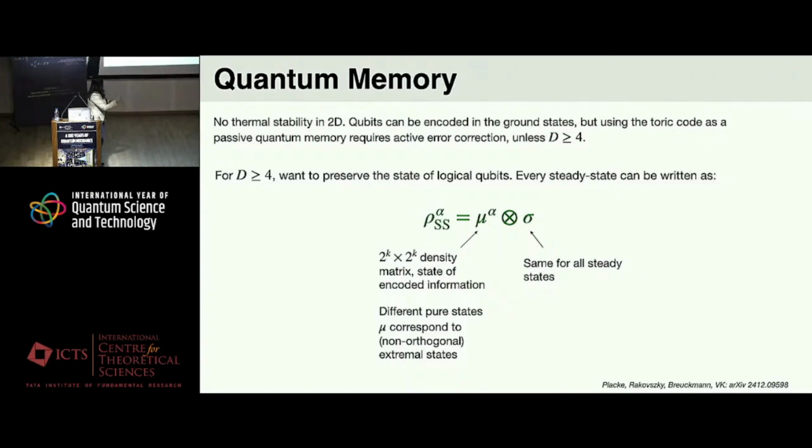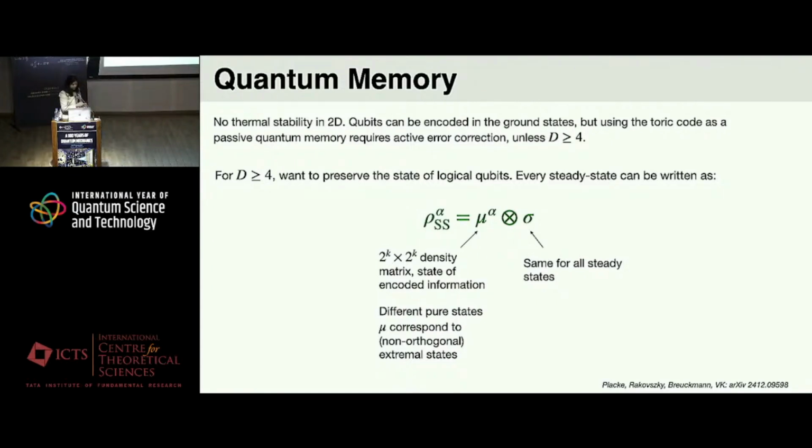Okay, so the point is that different pure states of mu correspond to, you now have this continuum of steady states corresponding to rotating your logical qubit on the Bloch sphere, okay? And these are all non-orthogonal extremal states, and your quantum memory kind of takes this form, okay?